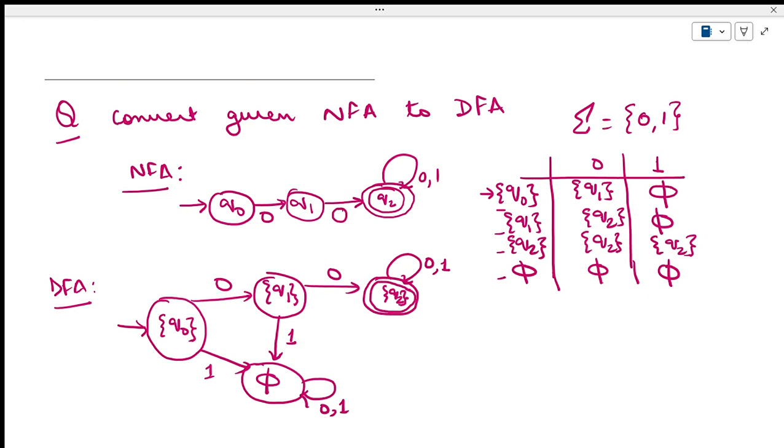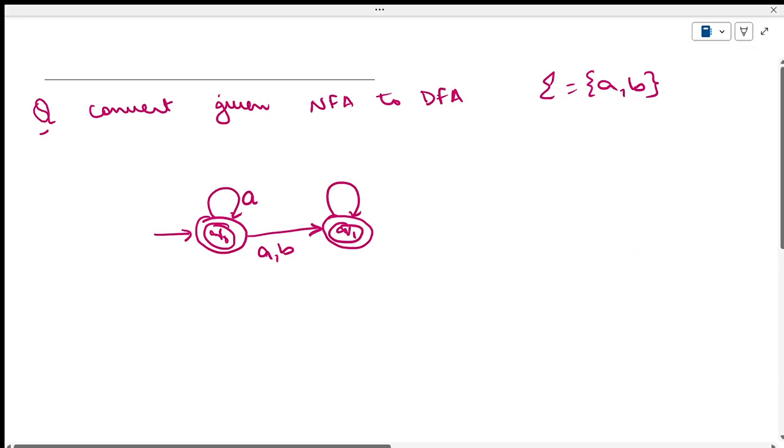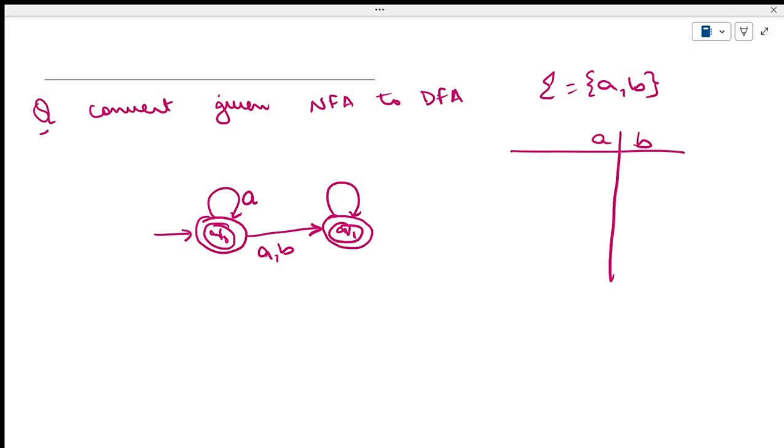Now let me take the next example. In this case, there are two symbols A and B. Make the column for both the symbols. Start from the initial state of the NFA. The initial state of the NFA is Q0. Q0 on reading A is going to state Q0 as well as Q1. This is B here. And Q0 on reading B is going to state Q1.